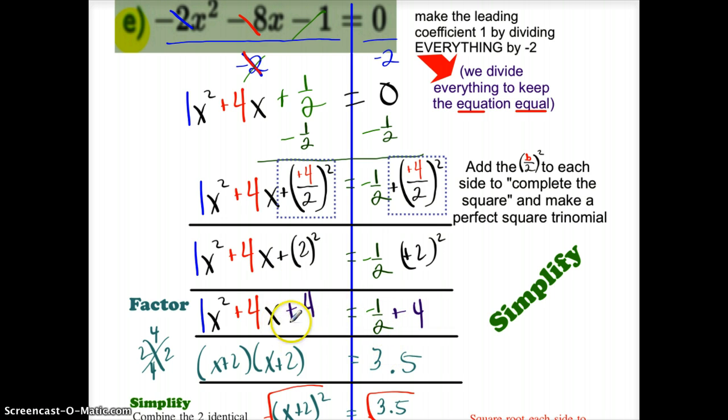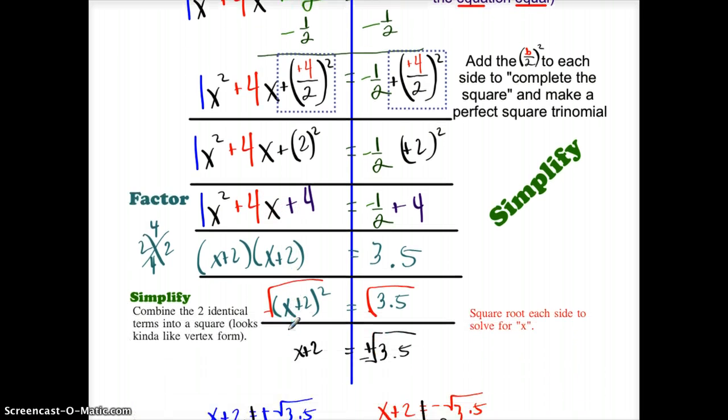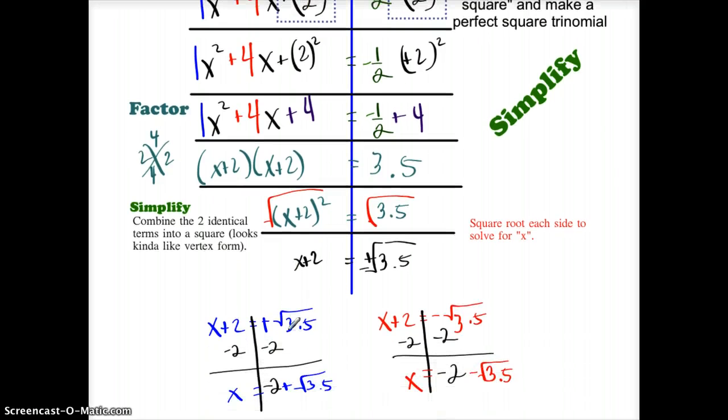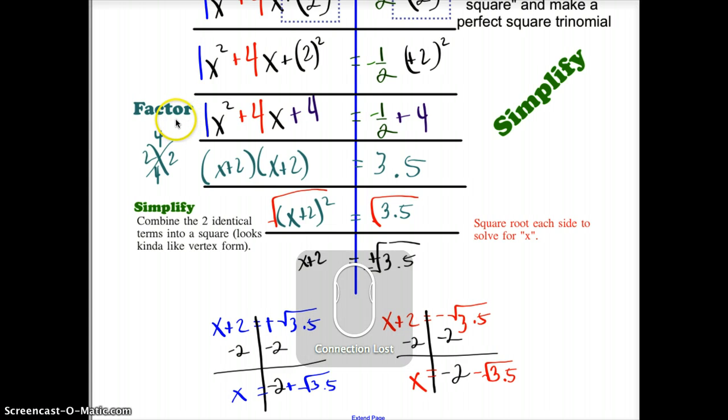And once I have this 4 added here, I have a perfect square trinomial. And the nice thing about that perfect square trinomial, what I was looking for right here, is that it will actually create two exactly identical factors, x plus 2, x plus 2, when I factor. Now when I factor these and I have identical factors, I can rewrite it as a square. Here's a simplify, combining two identical terms into a square.